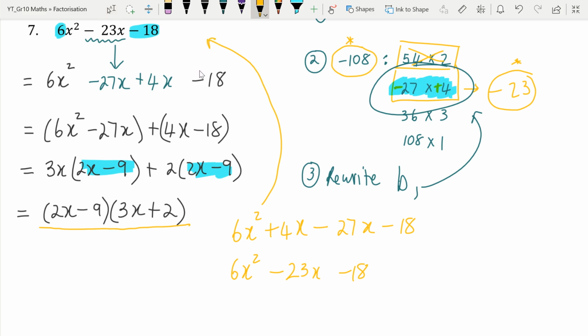I think it's a good idea to try some of these on your own now that it's fresh in your memory. In the next video, I'll quickly show you if you want to use your calculator to factorize trinomials.